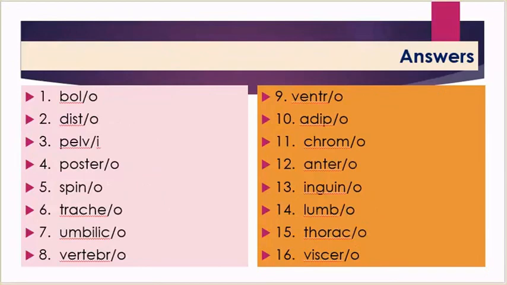Answers. Number 1 is bolo. Number 2, disto. Number 3, pelvi. Number 4, postero. Number 5, spino. Number 6, tracheo. Number 7, umbilical. Number 8, vertebro. Number 9, ventro. Number 10, adipo. Number 11, chromo. Number 12, antero. Number 13, inguino. Number 14, lumbo. Number 15, the thoraco. Number 16, viscero.